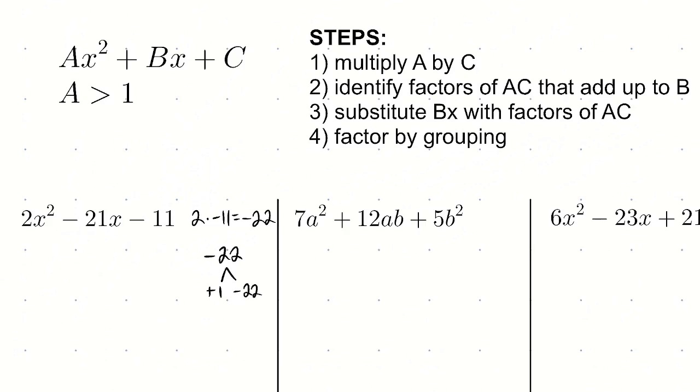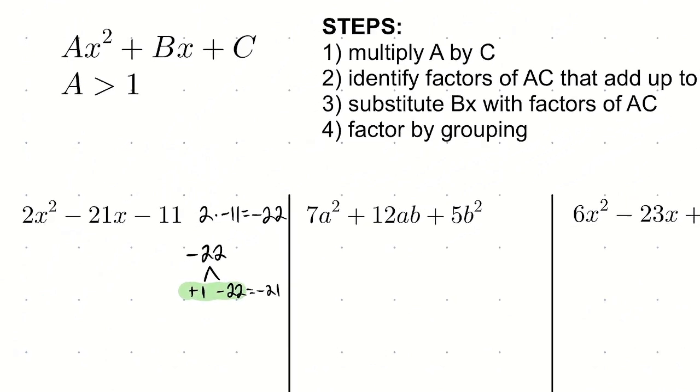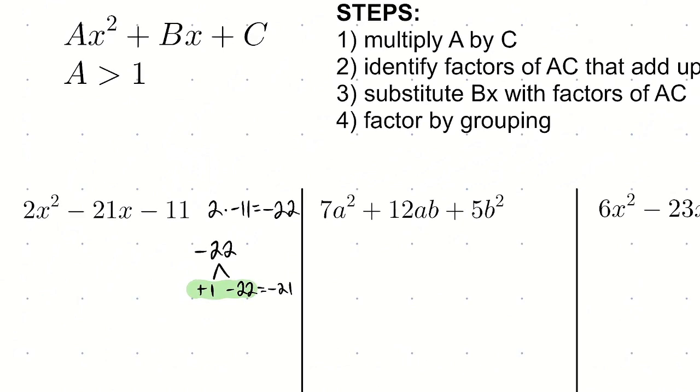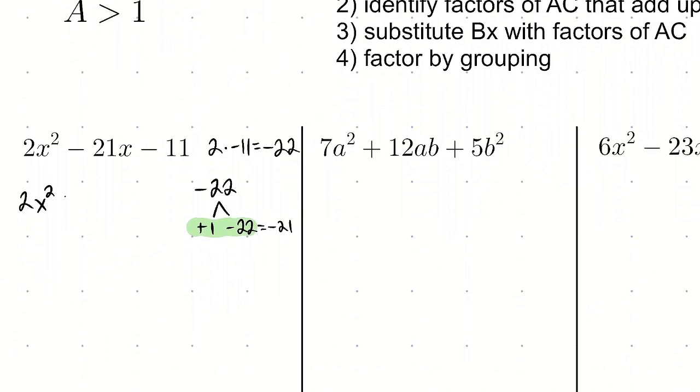And so positive 1 plus negative 22 adds up to negative 21. So that is what we're going to be using, positive 1 and negative 22. So now for step number 3, it says substitute bx with factors of AC. So we're going to bring down 2x squared. We're going to substitute negative 21x with positive 1x and negative 22x. And we're going to bring down the negative 11. Okay, let's put some space there.